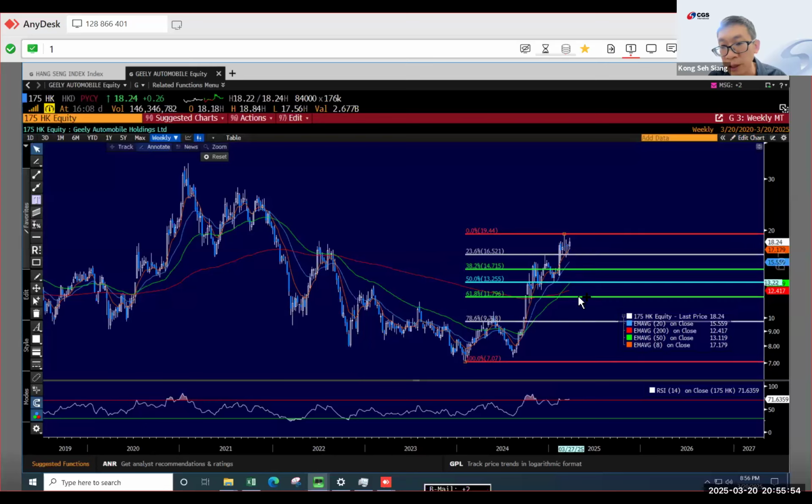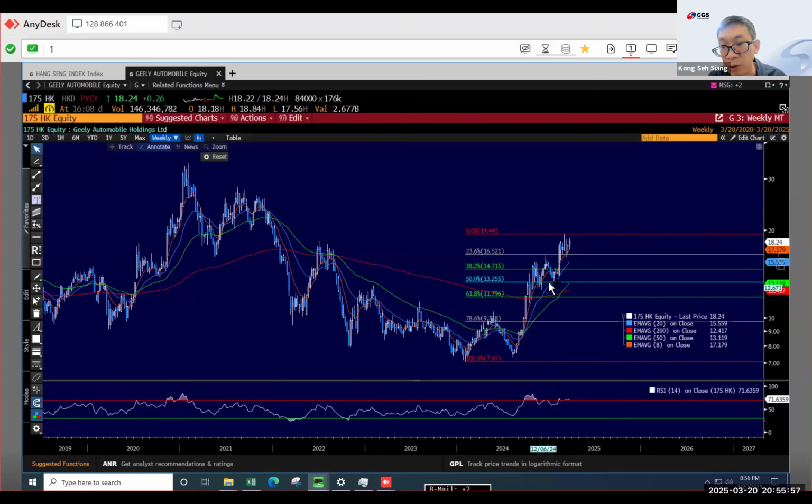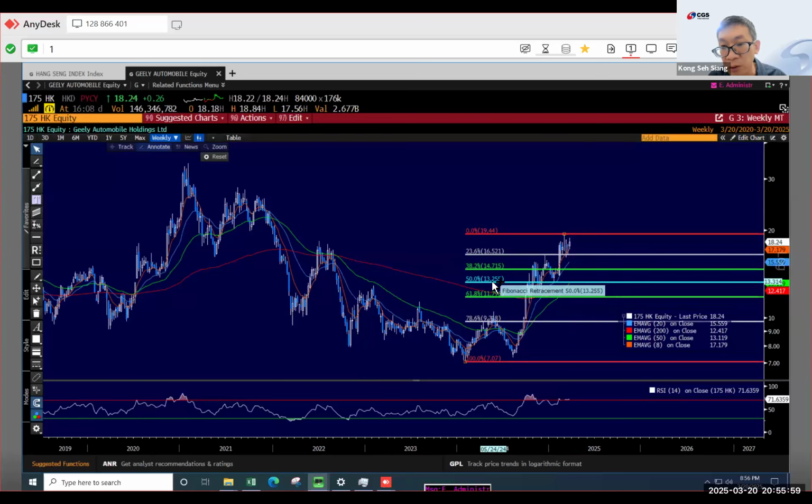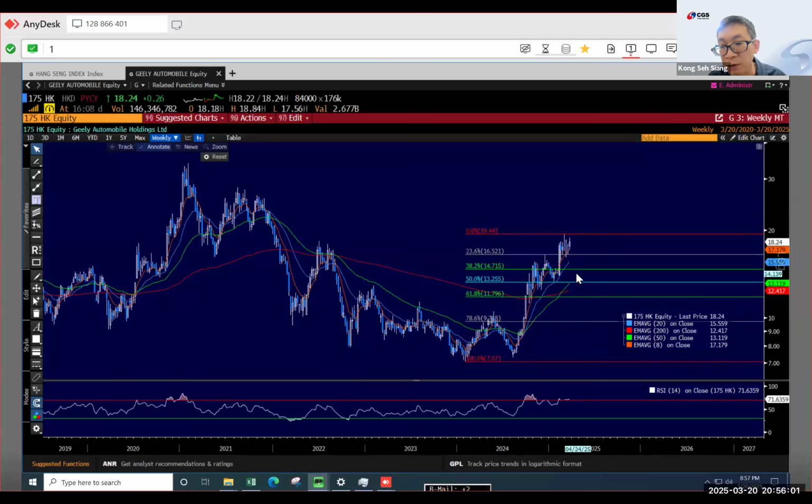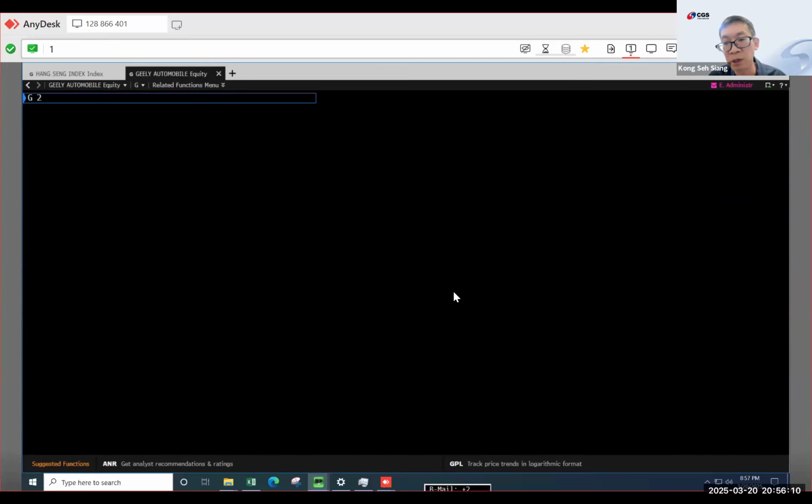So I think the pullback could go back to the fourth wave. Anywhere between 1320 to about 1475 there would be some support here for Geely. Short term, possibly one more spike to the upside.